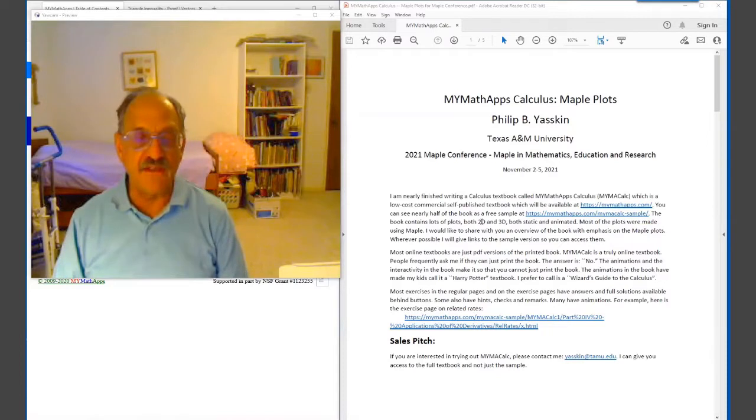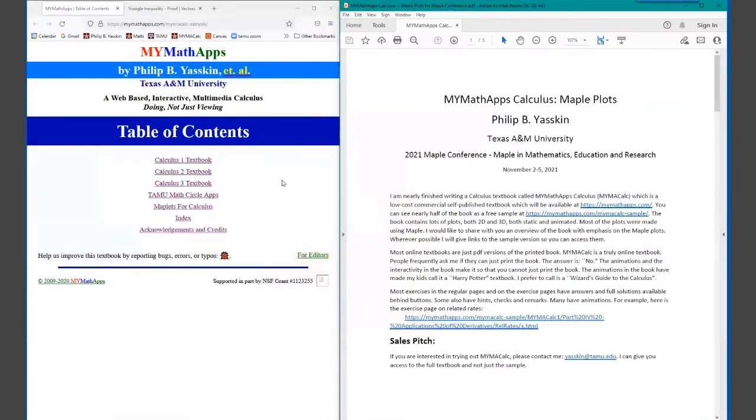The book contains lots of graphics made with Maple, both 2D and 3D, both static and animated. Today, I'm going to share with you some aspects of the book, with emphasis on the plots. Whenever possible, I will use the sample version so that afterwards you can go there and look for it yourself.